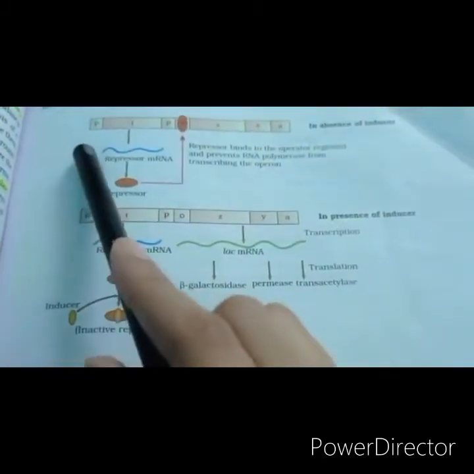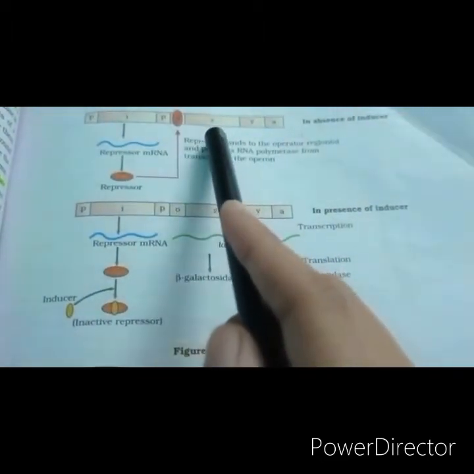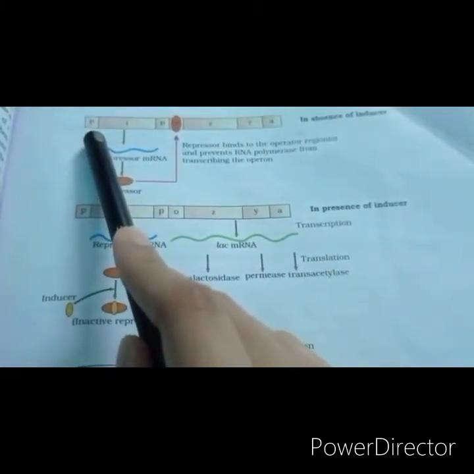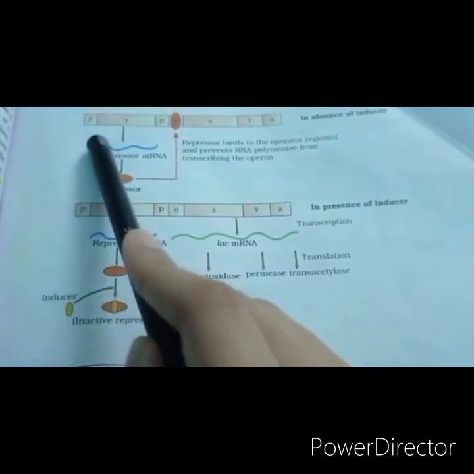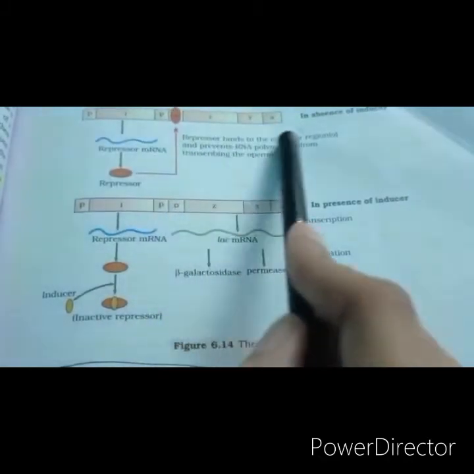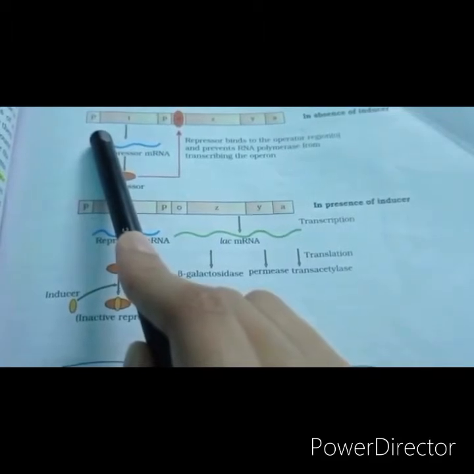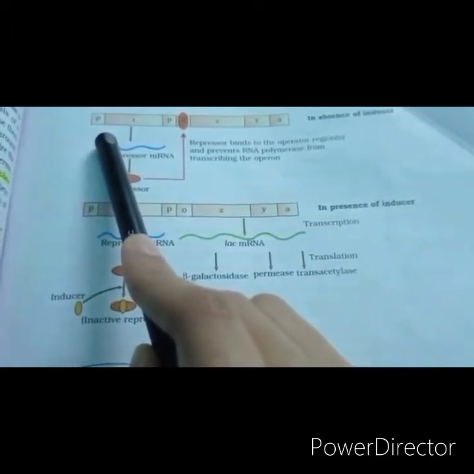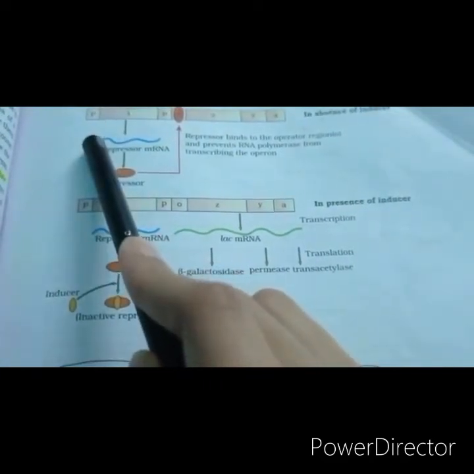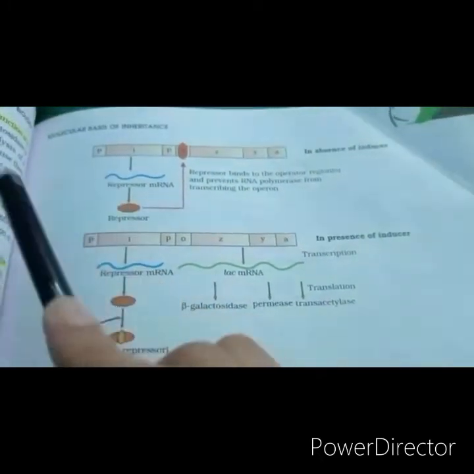So let me first introduce you to these terms, which are P, I, O, Z, Y, A. What do these terms mean? So first of all, our P here is our promoter gene. Promoter gene is a site where our RNA polymerase is going to attach, and this DNA will get transcribed. RNA polymerase is going to help in transcription, and our RNA polymerase is actually going to act as an enzyme in the whole process.